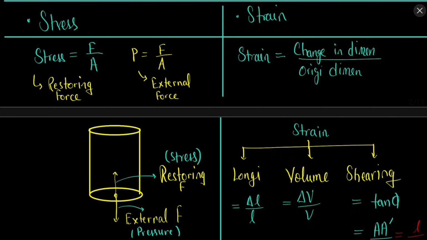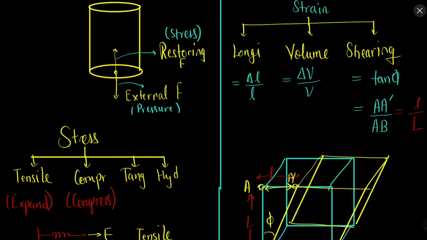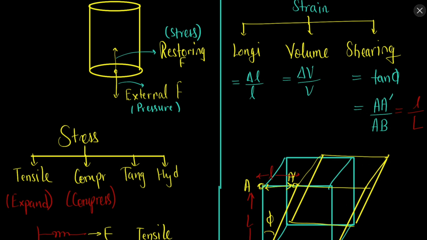Now let's try to understand the second term, which is strain. When we apply some external force, obviously there can be some change in the shape of the object. So what is strain? Strain is the change in dimension upon the original dimension. So change in the shape upon the original shape of the object. There are three types of strain: longitudinal, volume and shearing. Longitudinal is quite simple when we are discussing only the change in the length. So longitudinal strain is the change in the length upon the original length.